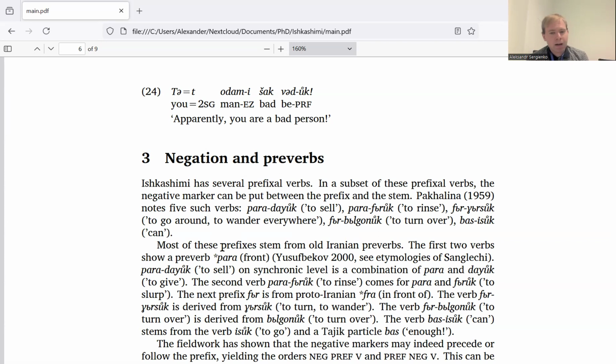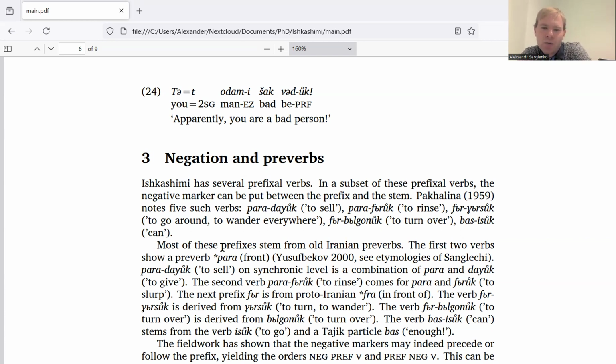Maybe there are more. Paradayuk, which means to sell. Paraferuk, to rinse. Fergirsuk, to go around, to wander. Ferbelgonuk, and basesuk. Most, but not all, of these prefixes stem from old Iranian preverbs, which in most Iranian languages now, I think, are quite deeply attached to the verbs, but not in Ishkashimi.